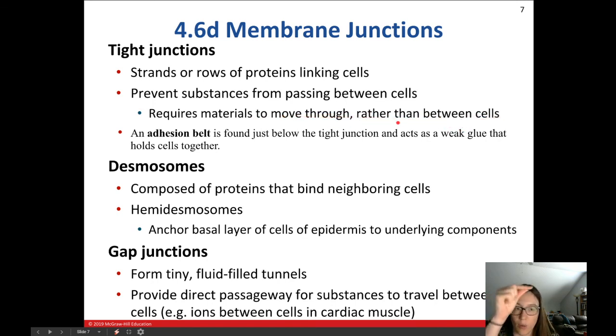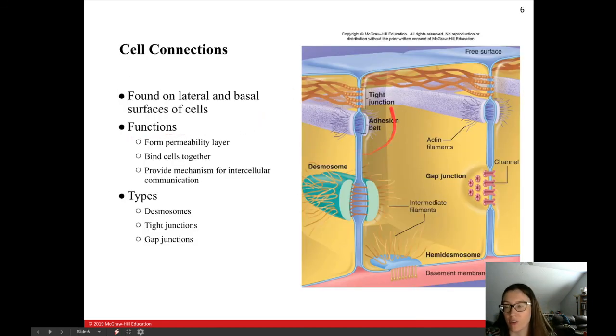and it makes it a lot more watertight. An adhesion belt is found just below the tight junction, and it acts as a weak glue that helps hold the cells together. So that's these guys right over here.